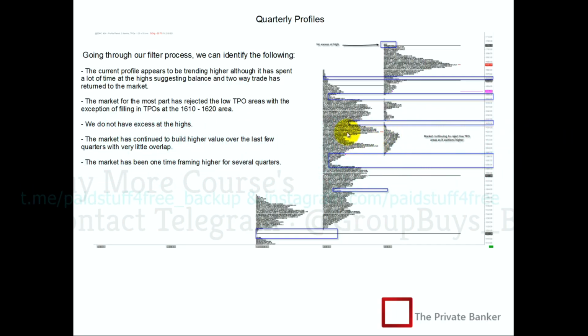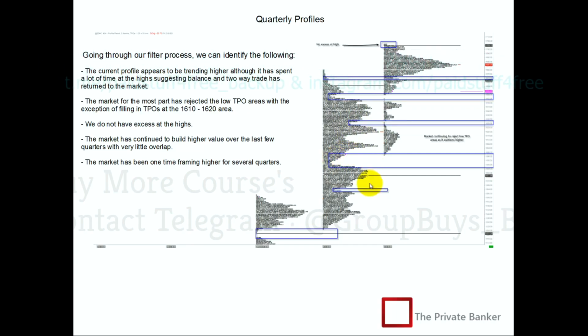We don't have excess at the highs, so we have a poor high in place. And the market has continued to build higher value over the last few quarters with very little overlap. And lastly, the market has been one time framing higher for several quarters. So let's just stop there and look at this a little closer. We can see the previous quarter that we had essentially two balance areas and some excess at the highs, but between these we did have low TPO or low usage areas.